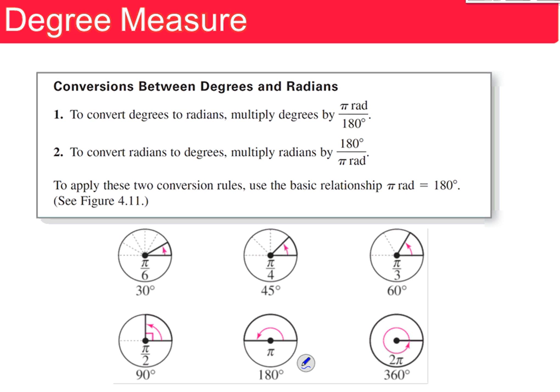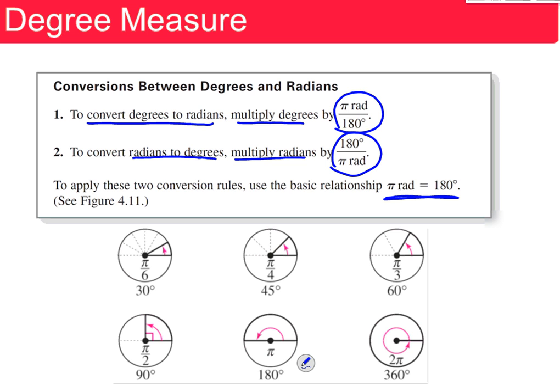To convert from degrees to radians, you multiply the degrees by pi over 180 radians. And to convert from radians to degrees, you multiply the radians by 180 over pi. And this is the basic relationship that is in there: pi radians is equal to 180 degrees.